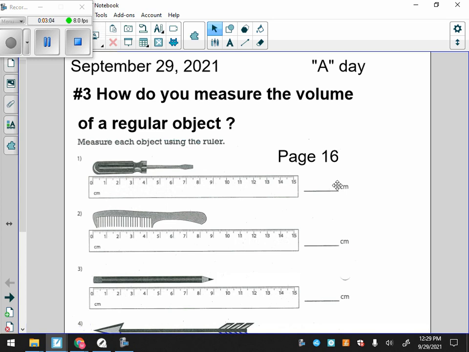Alright, so on page 16, everybody get there. You're measuring. There's a ruler and object. Give me the centimeters and the millimeters. You got 60 seconds. Go. It's on the paper. Page 16. This is up when you first walked in.